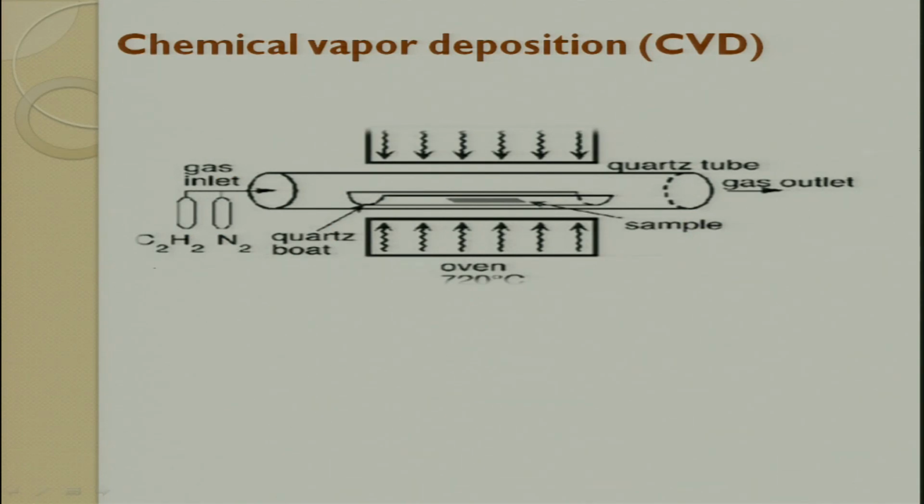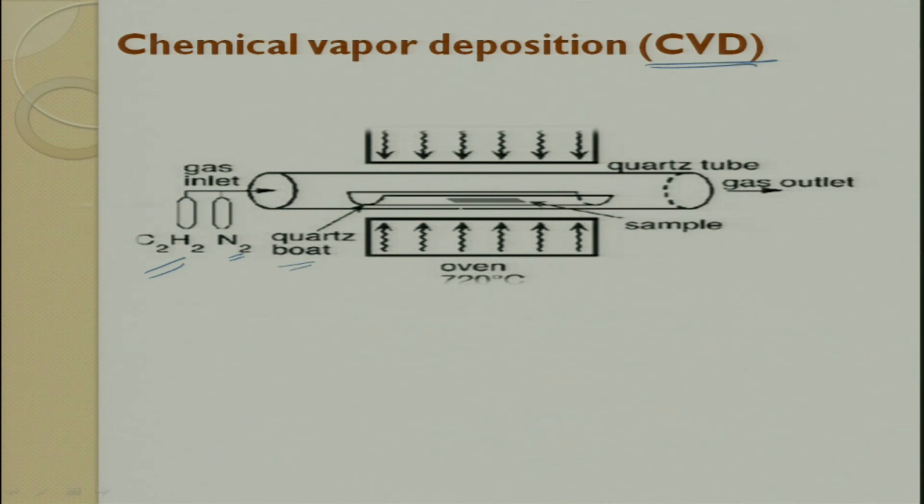In a CVD process, we use gases and then we use a carrier gas. It is passed through a furnace in which a temperature of 720 degrees Celsius is maintained. This is a quartz tube and there is a quartz boat wherein the sample is placed. By CVD, the carbon is deposited on the fiber and we make a carbon-carbon composite.